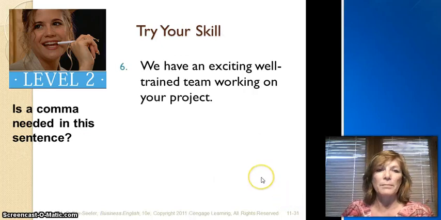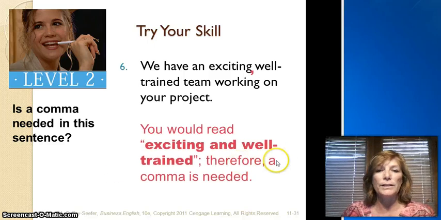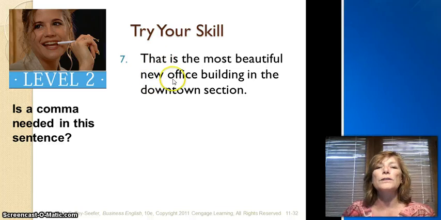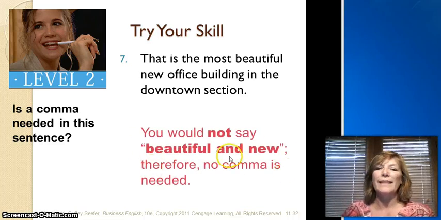Okay, do we need a comma here? We have an exciting, well-trained team. Could we say "exciting and well-trained team"? Well, of course. So we're going to put a comma here. This is the most beautiful new office building in the downtown section. Do we say "beautiful and new office building"? We don't say that. It's just a beautiful new office building. So we don't need a comma.